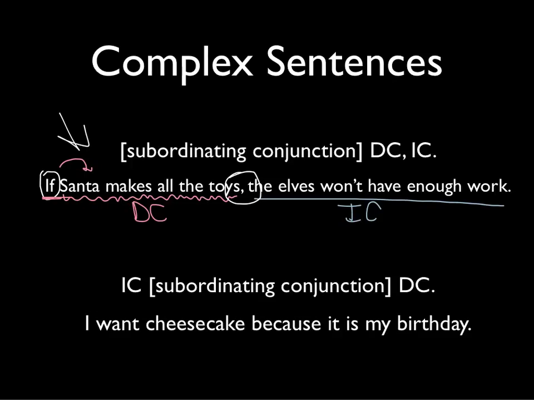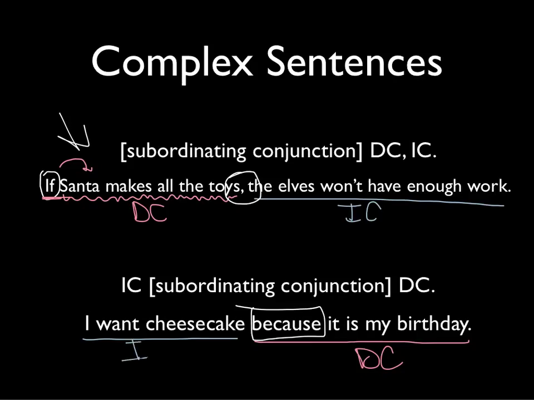Second sentence. I want cheesecake because it is my birthday. Let's start with the independent clause here. I want cheesecake. Subject, verb, complement. Then I see that I have one of my AWOOBIS T words. It's because. And then, knowing that a subordinating conjunction or an AWOOBIS T word creates a dependent clause, that means that all of this is my dependent clause. Notice that I have no comma between cheesecake and because, and that's just because of the structure of my sentence with the independent clause first.